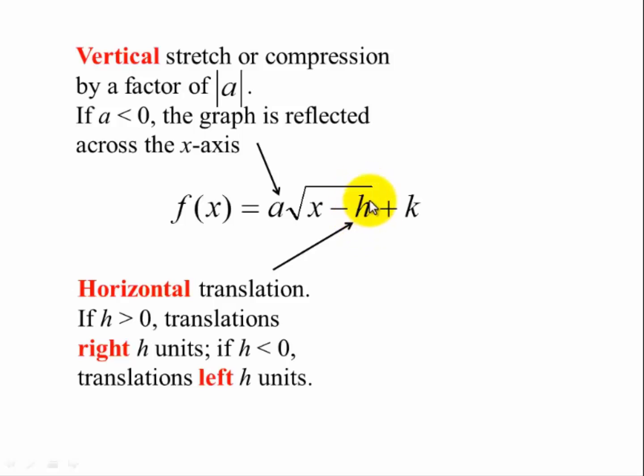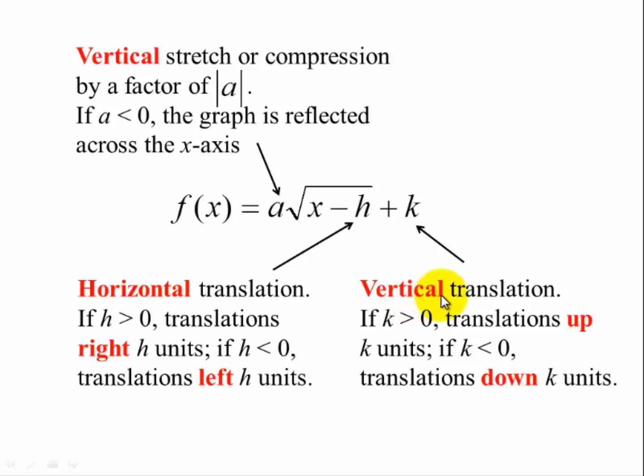The value of h affects the horizontal translation. Now, if you recall, translation is a fancy way of saying sliding. So if h is positive, it translates to the right h units. If h is negative, it translates to the left. And if h is negative, then this will become x plus h.